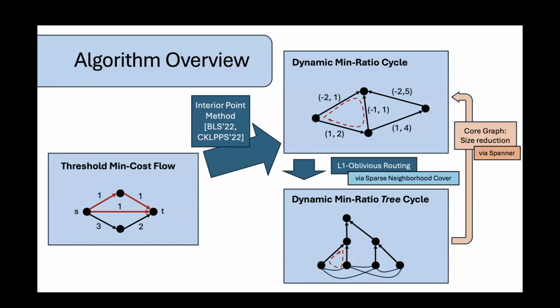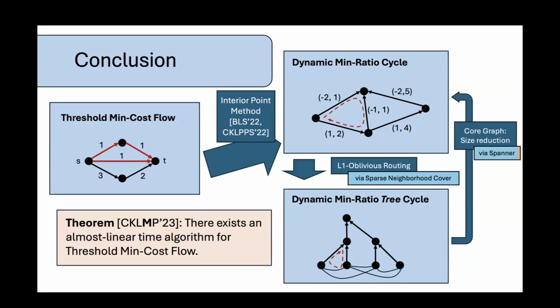To go from dynamic min ratio tree cycle to dynamic min ratio cycle, again, we use core graphs, which were already crucial in the previous max flow algorithms, that via a new spanner reduce the size of the problem quite a lot by contracting tree components, and then we just solve the dynamic min ratio cycle problem all over again. So to conclude, we solved the threshold min cost flow problem by reduction to dynamic min ratio cycle, and then via a chicken and egg problem with dynamic min ratio tree cycle and dynamic min ratio cycle, which yields the first almost linear time algorithm for threshold min cost flow.